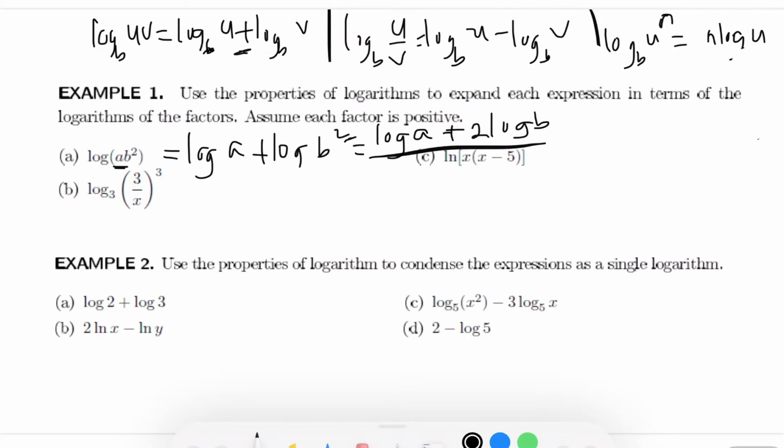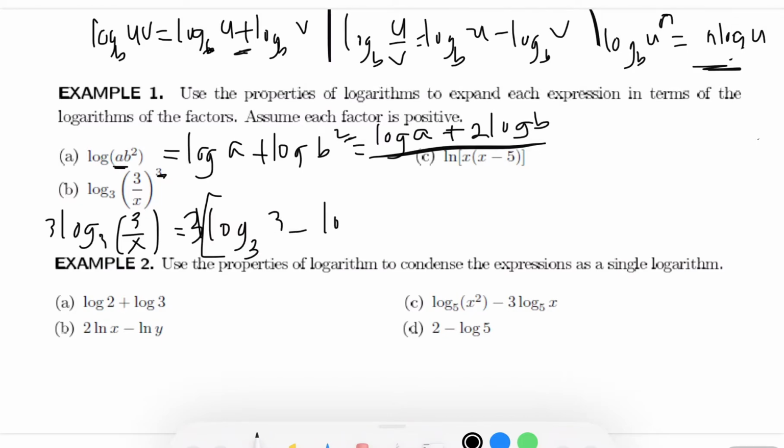Okay, letter B. We have an exponent outside, so let's start with that. So bring down, copy. Okay, property, law number 3. This one. And then we have division, so we have law number 2. Log of 3 base 3 minus log of x base 3. Take note that this one is equivalent to 1 by property number 2.